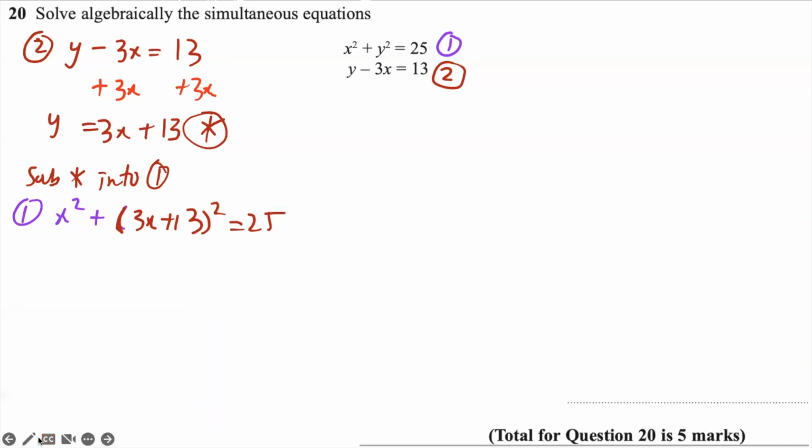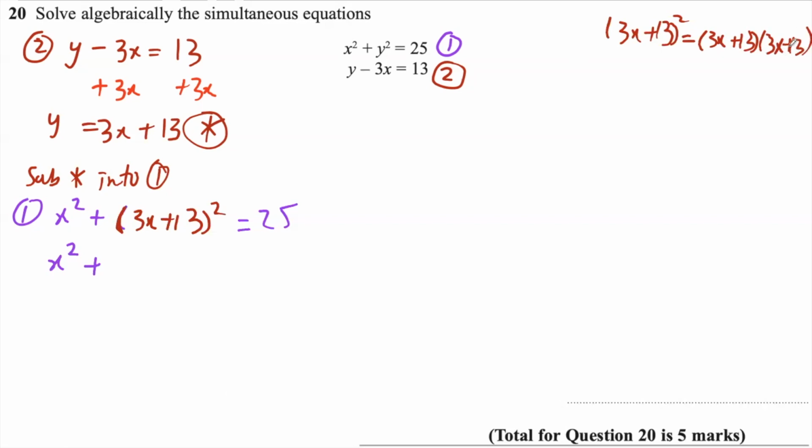Okay, so now what do we do? Let me just use a different color here. So we have x squared, and we need to expand (3x plus 13) squared. So we'll do it on the right side here. So (3x plus 13) squared is going to be (3x plus 13) times (3x plus 13). It's going to be 3x times 3x, which is 9x squared. Then 3x times 13 is 39x. 13 times 3x is 39x as well. And 13 times 13 is 169. So that's going to be 9x squared plus 78x plus 169.